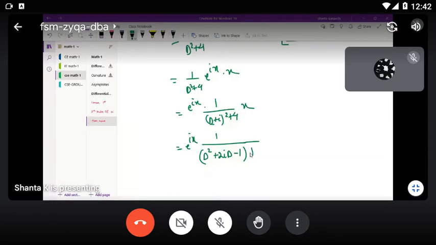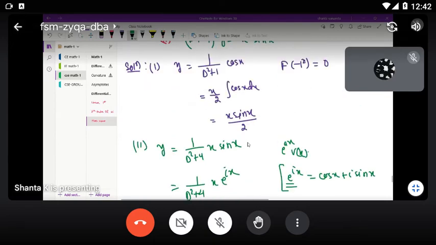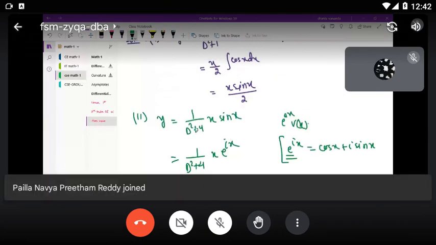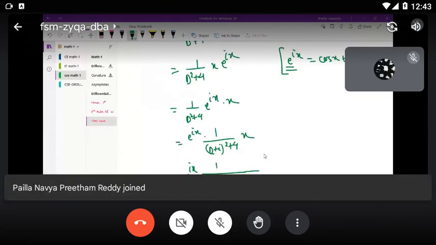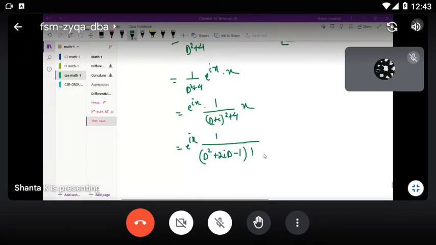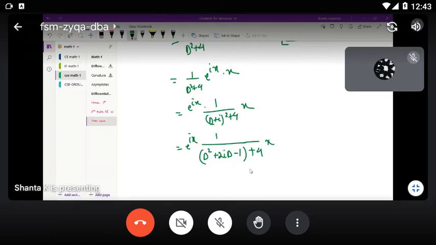Ma'am, are you finding the PI? Yes, I'm finding the PI. PI means particular integral. We're solving for the particular integral. The complementary function is there, but since you already know that, I'm only doing this for the particular integral. Is there anything wrong?